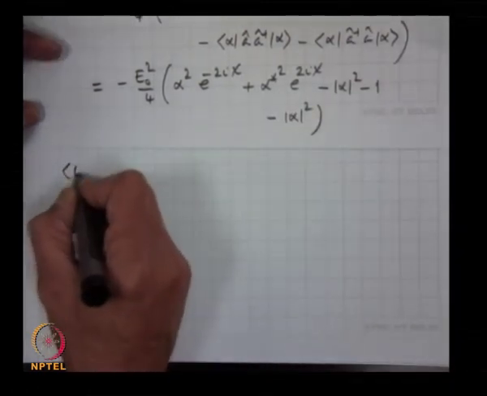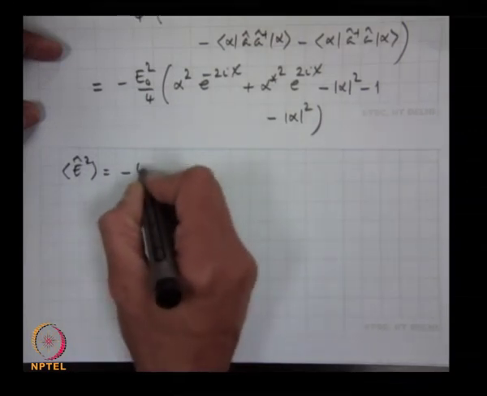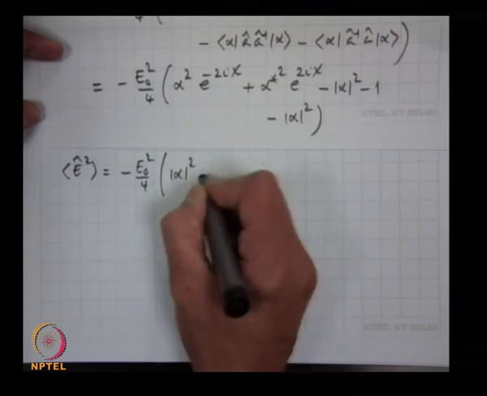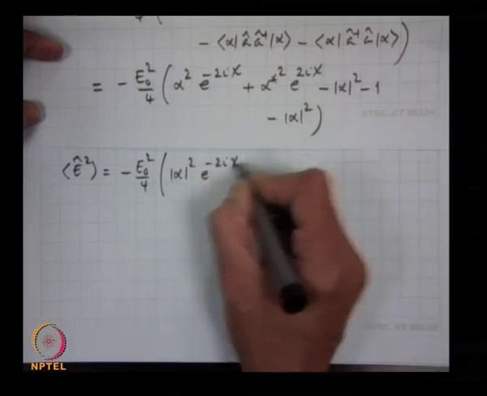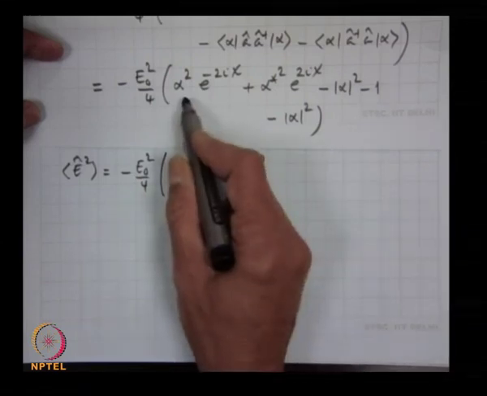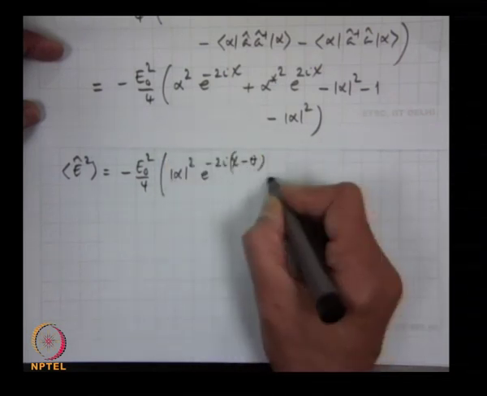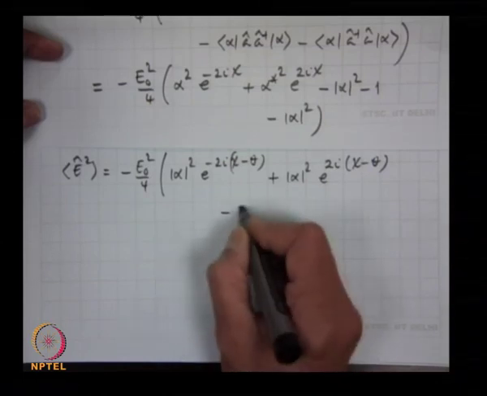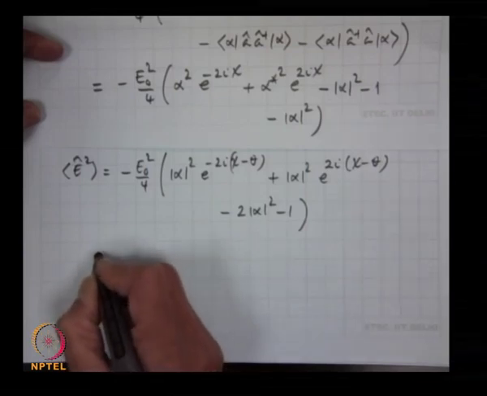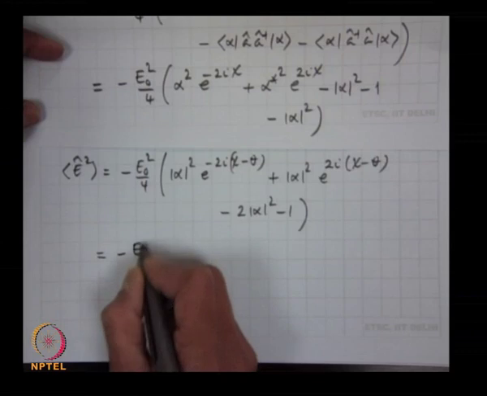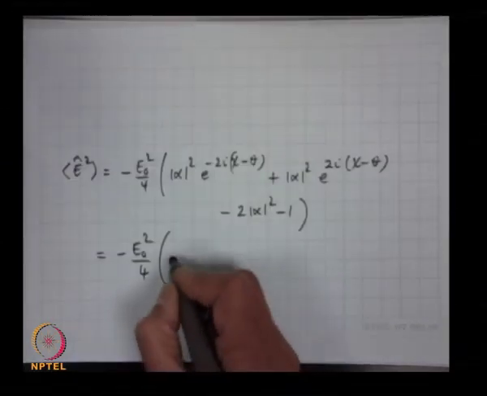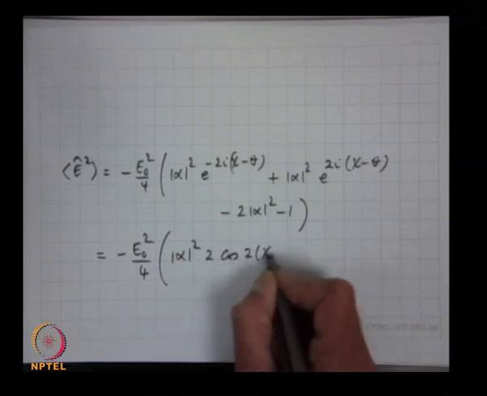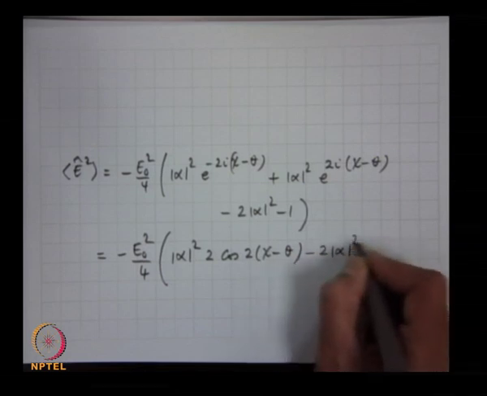becomes expectation value of E square minus E naught square by 4. Okay, so this is mod alpha square exponential minus 2 chi minus theta, because alpha square is mod alpha square exponential 2 theta. So I take it here plus mod alpha square exponential 2 chi minus theta minus 2 mod alpha square minus 1, which is equal to minus E naught square by 4. So this is mod alpha square into the sum of those two exponentials, which is 2 cosine of 2 chi minus theta, minus 2 mod alpha square minus 1.